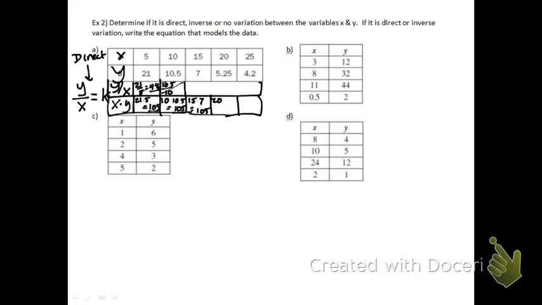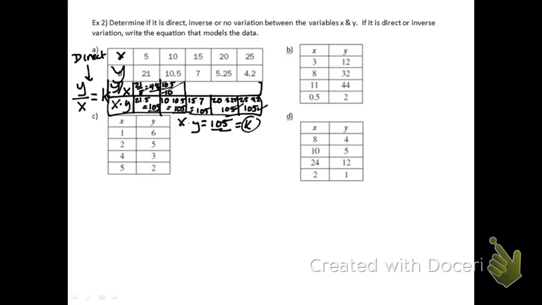Let's check out 20 times 5 and a quarter. If you multiply those, I do believe you are going to get 105. And the last example, 25 times 4.2, if we multiply those, you also get 105. So in every case, when we multiplied x and y, we got 105. That should tell you that x times y in this example is always equal to 105. And guess what? That 105 is your k value.